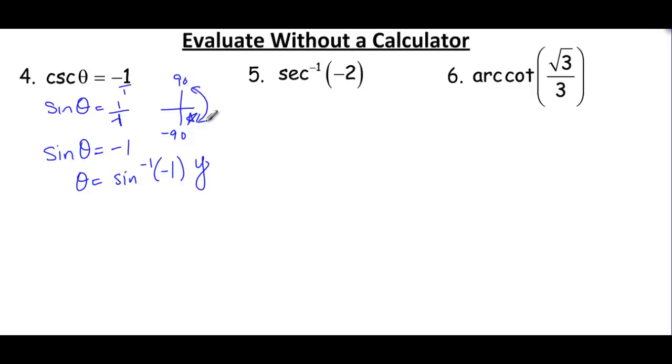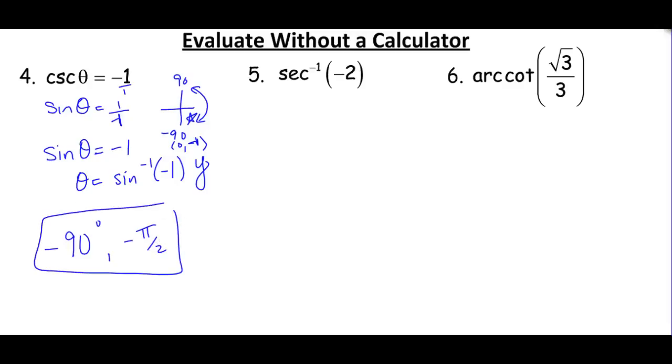Alright, so when is the y value negative 1? Well, that happens to be right down here at the 90 degree family. So I know this point right here is 0, negative 1. So my answer is, what angle has a sine value of negative 1 or a cosecant value of negative 1? The answer is negative 90 degrees, which is negative pi over 2.